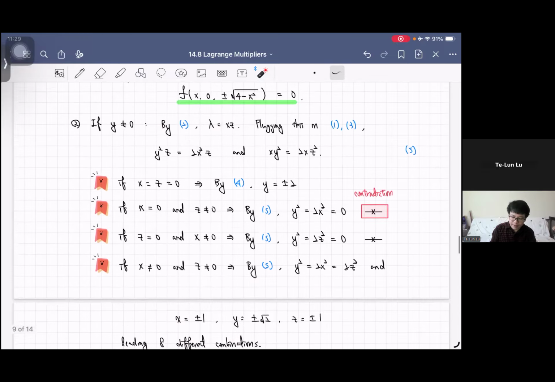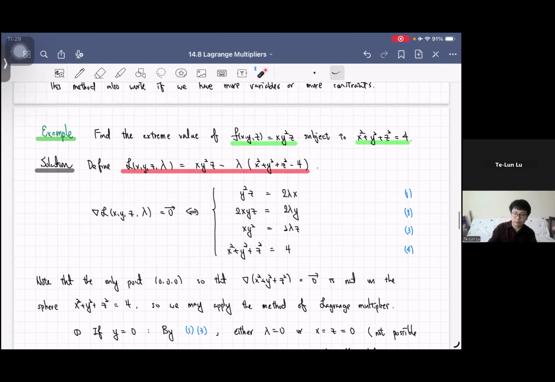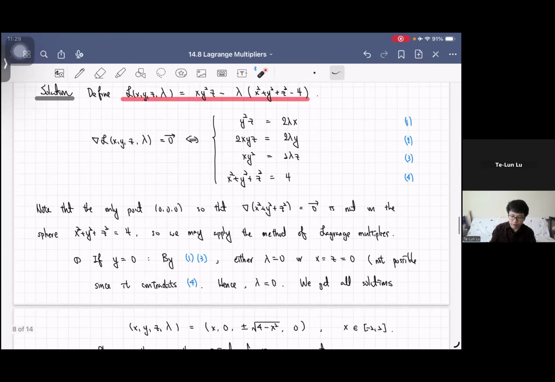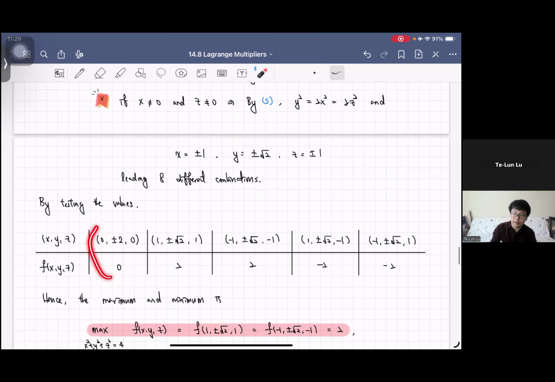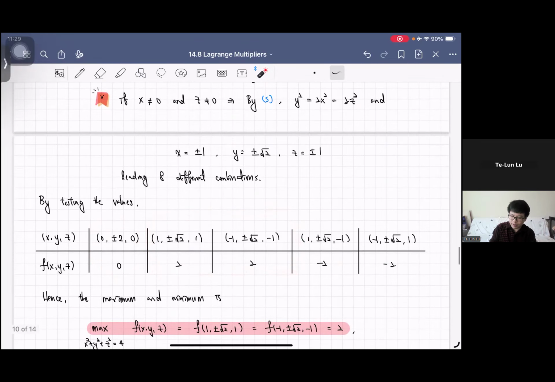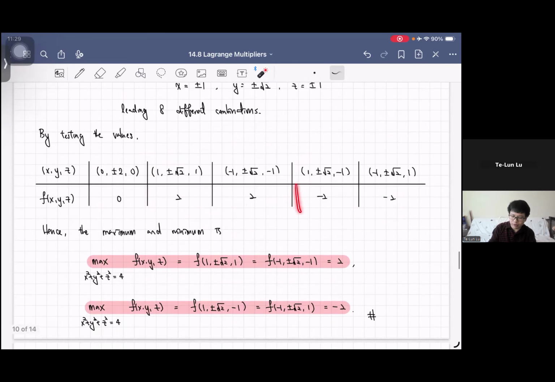So let us recall that f of x, y, z is given by xy squared z. If you plug the corresponding points inside, you will get the first set is 0, and there is 2 collection that is 2, there is 2 collection that is minus 2. So the maximum actually happens at these 4 points, and these 4 points are the minimum. When I say plus minus, I mean 2 points. So 1 plus root 2, 1, and 1 minus root 2, 1. Okay?